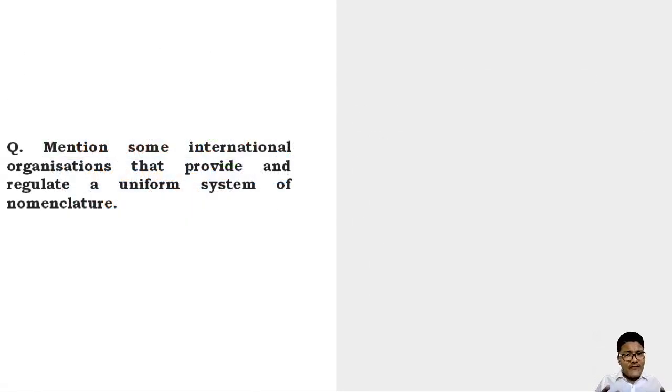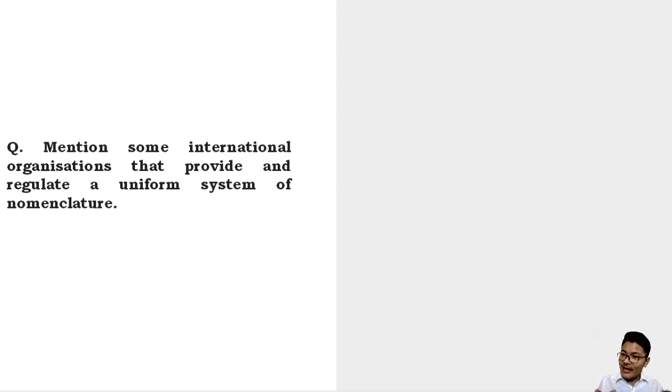Now, if we say that naming should be done by an international organization, if we say that naming should be the same everywhere, then there should be some international organization, right? So if I ask you to mention some international organization that provides and regulates the uniform system of nomenclature, you have to think. It's easy.